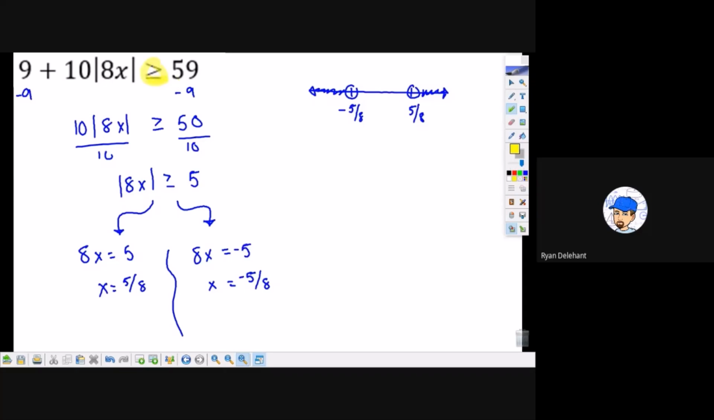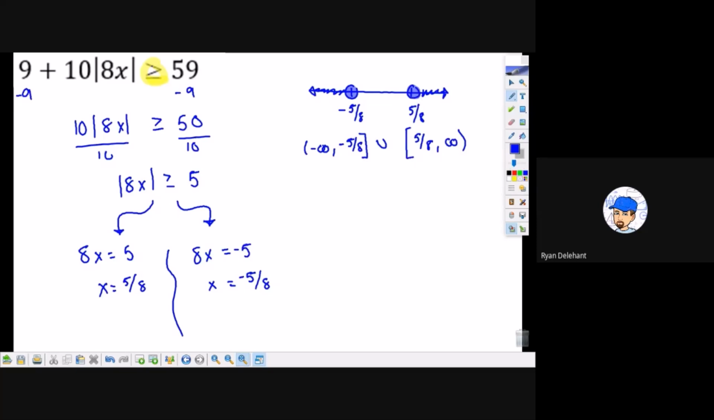It has a little underline under it. That means absolute value is greater than or equal to. Since we get equal to, that means that our points are going to be filled in. They're going to be included this time. So it'll change the way our interval notation looks. So this was -∞ to -5/8, but this time we get a square bracket there because that one's included. 5/8 to +∞. Remember, your infinity is always rounded. But again, we're including that endpoint. It's going to be squared.